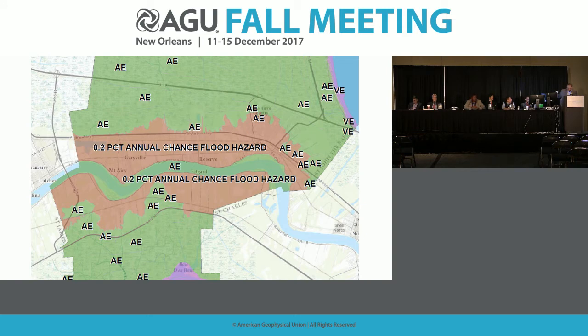I would posit to my friend from Illinois who said that they have all of the corruption, but they're very good at floodplain management. In Louisiana, we have all of the corruption, and we're terrible at floodplain management.